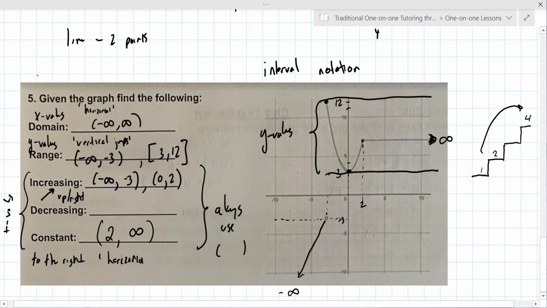Okay, and then decreasing is when you're going down and to the right. So the only place you're decreasing is in this state. You can think of like if you were on a sled or if you were sliding down, would you slide down or somehow slide up, which is really hard to imagine. But here you're sliding down, that's why it's decreasing. And again, you're looking at the x values there. It's -3 to 0.